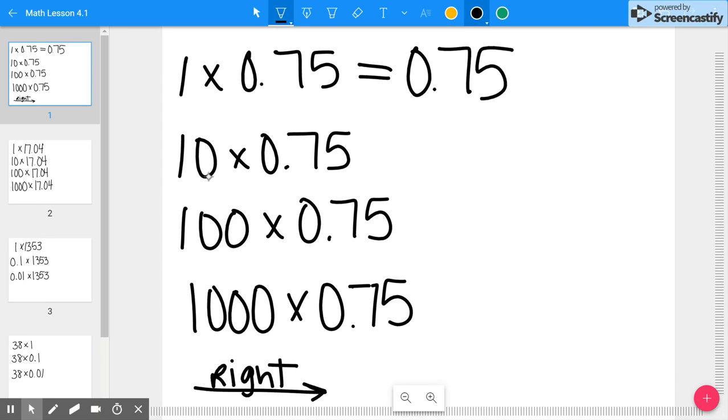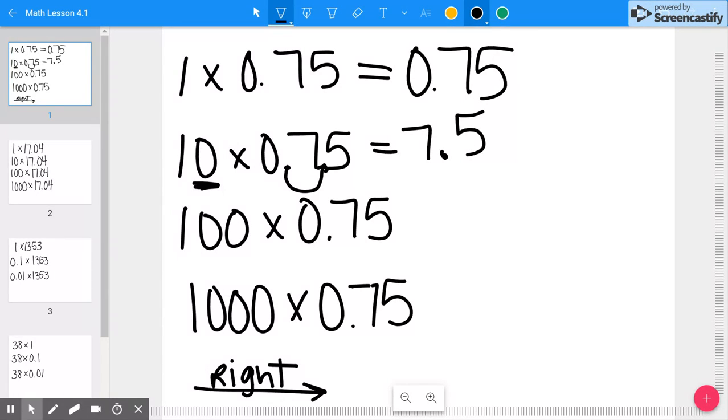So if I have the number 10 and I'm multiplying it by the factor 75 hundredths, I can see how many times to move my decimal point based off of the zeros in this power of 10. So I see that I have 1 0 here. So that means I'm going to move my decimal point 1 time to the right. So my answer, my product, is 7 and 5 tenths.